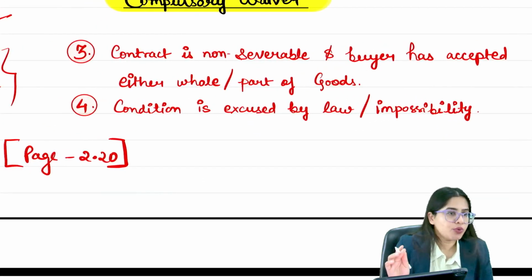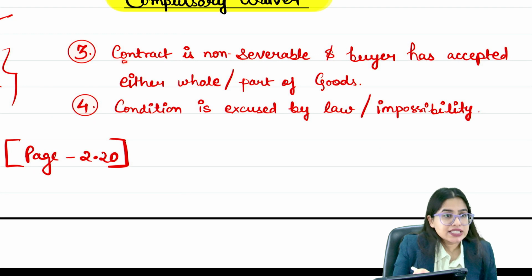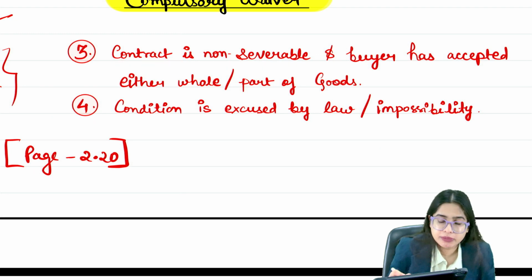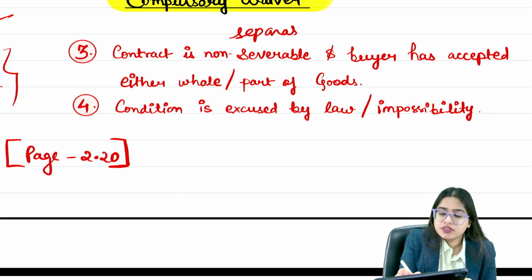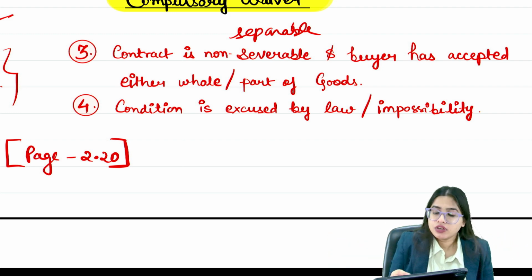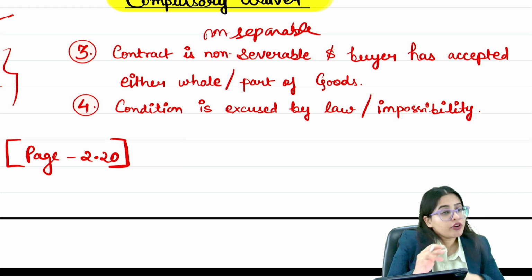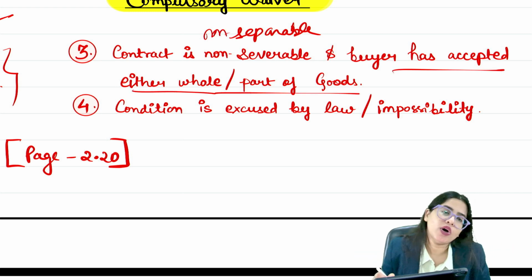Now we will do point number 3 and point number 4. Please understand point number 3. Point number 3 says that if the contract is non-severable, severable means separable. Separable means when you can separate two things. Non-separable means you cannot separate two things, and the buyer has already accepted either the whole or part of the goods.